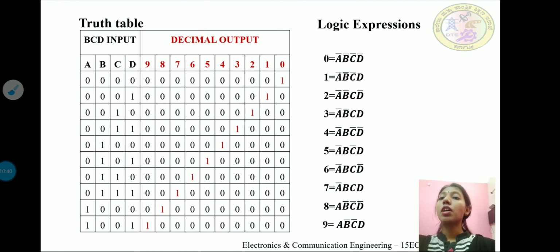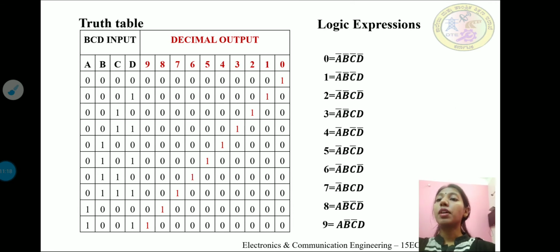When the first input combination 0000 is applied to the decoder, then out of 10 output lines only the 0th digit output line is activated, because 0000 corresponds to the BCD code of the decimal digit 0, and the remaining outputs are equal to 0. In a similar way, when the input code applied is 0001, then the decimal output 1 is high and all the other outputs are 0. And when the input applied is 0010, the decimal output line 2 becomes active and the remaining outputs become 0.